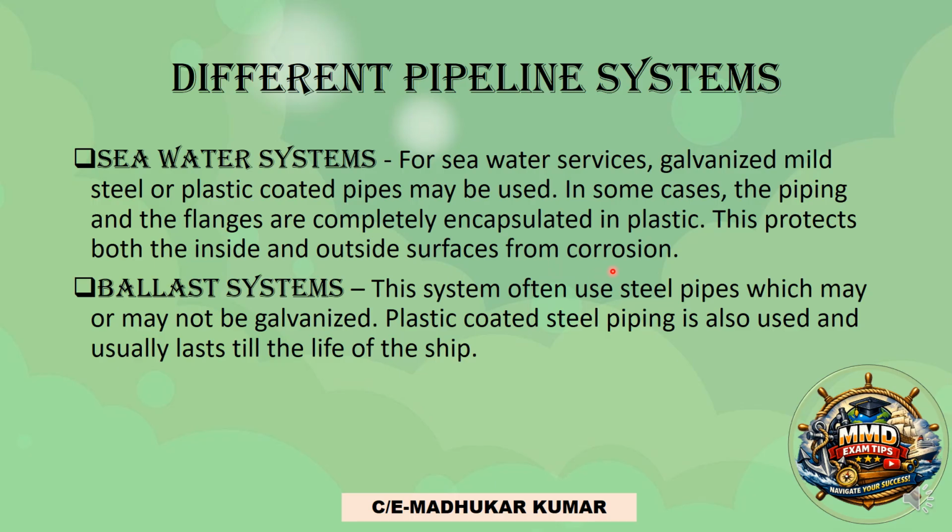GRP, glass reinforced plastic, is also utilized for the ballast lines and all. That also I have seen, and it is going to protect the pipeline. In the ballast system, galvanized plastic coated steel piping may also be used, and it is long lasting. The life is more.